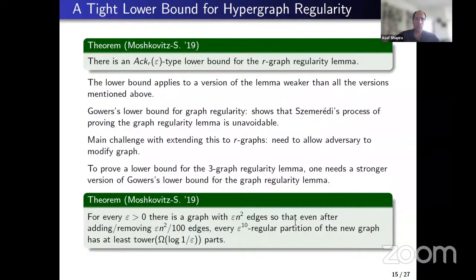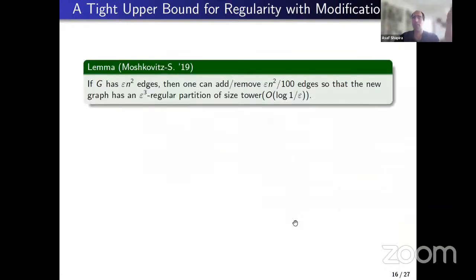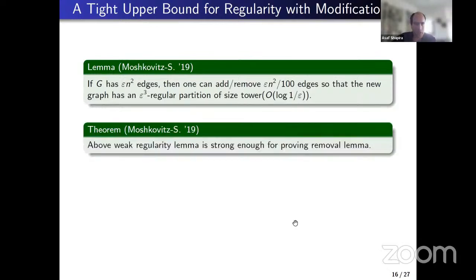But if I allow you to modify just 1%, then you already need to pay this tower bound. And once we had this lower bound, we were wondering whether there is a matching upper bound, and we proved this matching upper bound, meaning that if a graph has epsilon n squared edges and we get the freedom to modify 1% of its edges, then we can construct a very regular partition of this graph where the size of the partition is tower of height log 1 over epsilon instead of polynomial in 1 over epsilon.